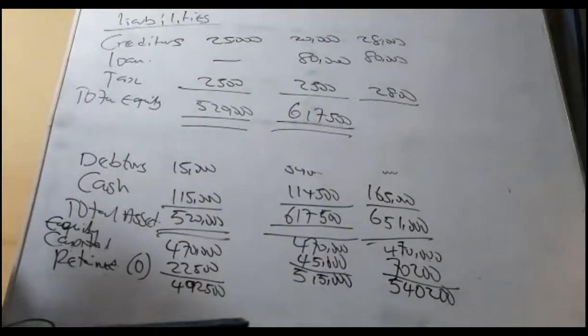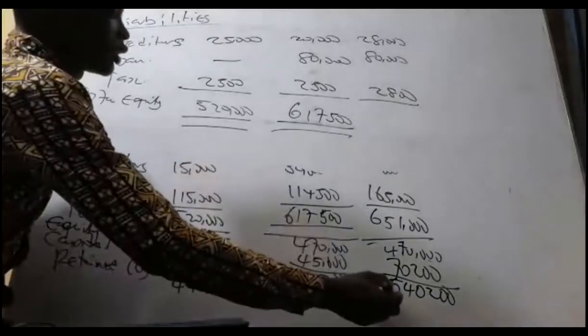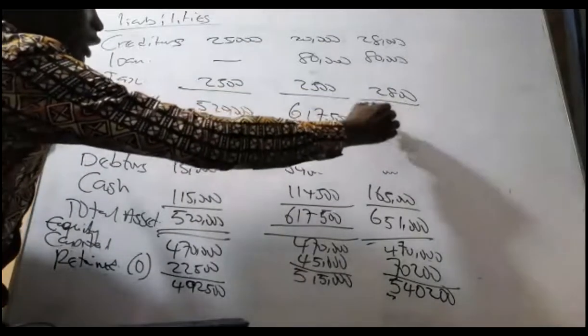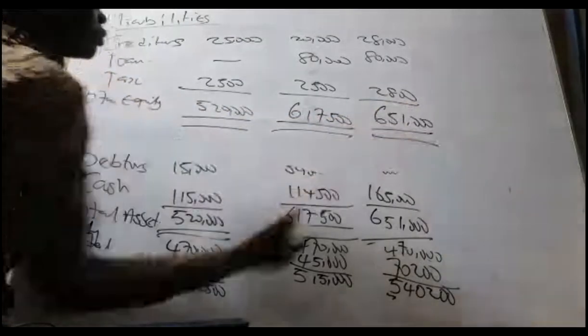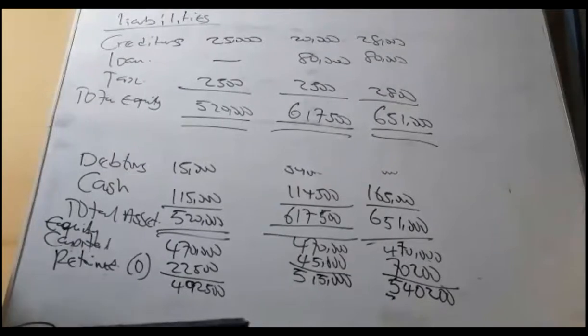Now the last one. Let's see. For the December balance, it will be this figure, equity plus all the liabilities. Then you have 651,000. That is the end of the game. That's great.